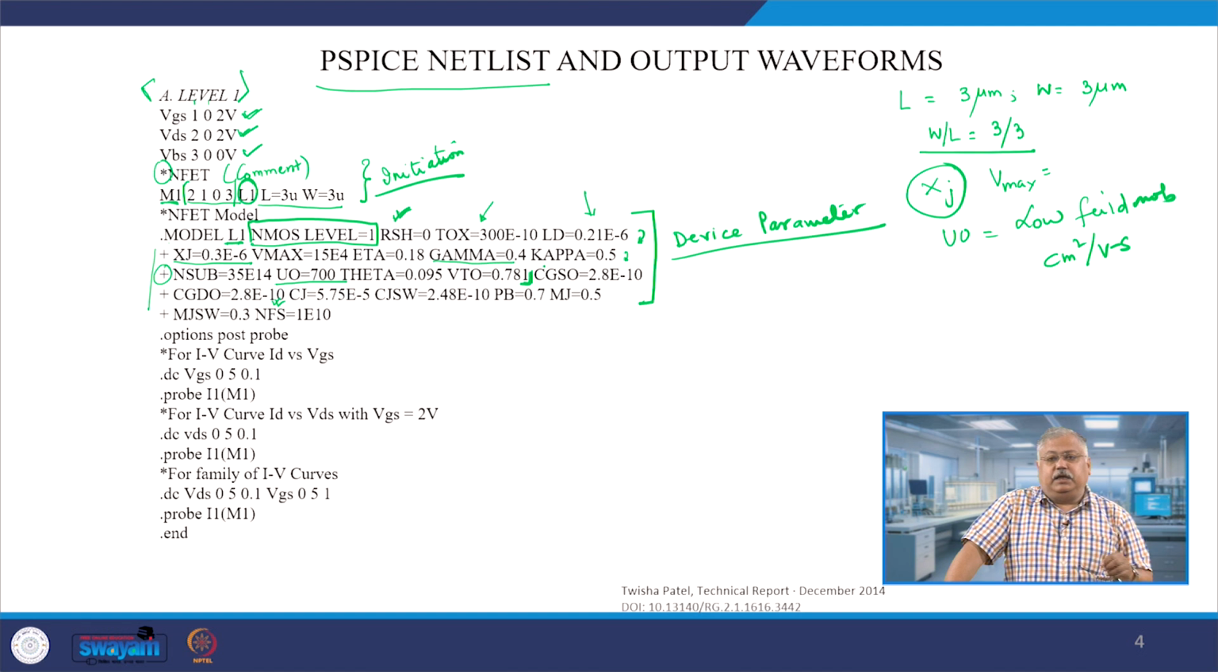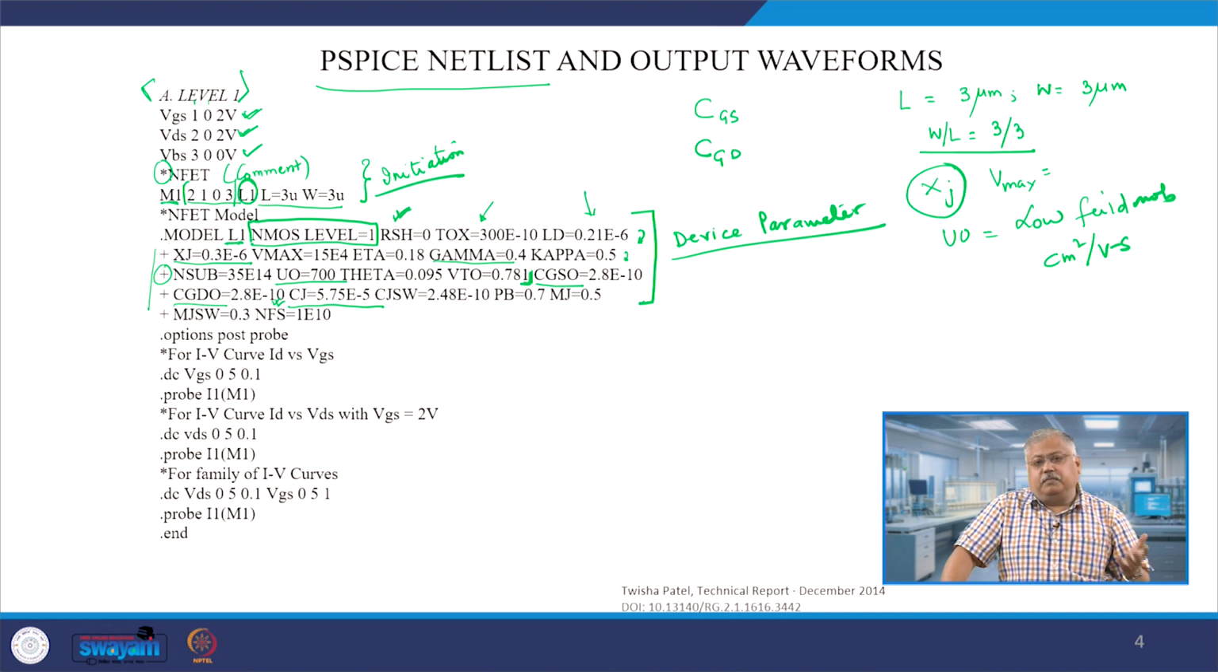VT0 is basically the base level threshold voltage, which means that when you do not apply any external bias, then the raw device will have a threshold voltage of approximately 0.7 or 0.8 in this case. Then if you go to the subsequent parameters, CGSO and CGDO, the name gives you CGS, gate to source, then you have gate to drain, and then you have junction capacitances here. So, you will have multiple junction capacitances here, and there will be many other parameters.